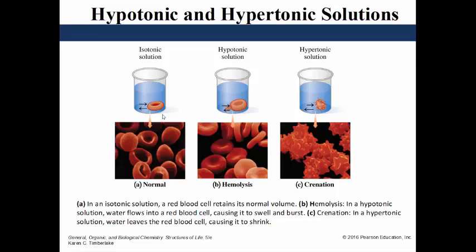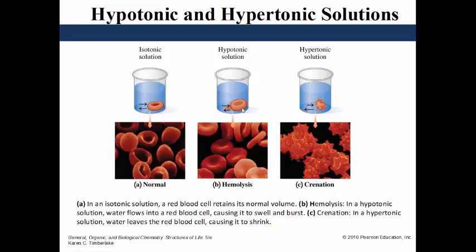And the common example that's used to represent these 3 situations are red blood cells. In a normal, balanced situation, there's no net movement of water into the red blood cell or out of the red blood cell. There's water moving in and out, yes, but the net movement is 0. The amount that goes in equals the amount that goes out. So there's no change in volume there. So the red blood cells remain their normal shape and are able to function.